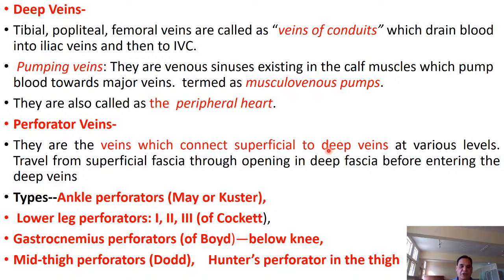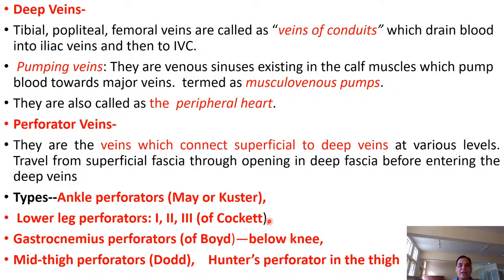So they are perforators. Perforators are many. For a practical examination, you must know the anatomical dispositions of the perforators. Most of them are constant in position, few are variable. Ankle perforators, the lowest one, are called May or Kuster. Lower leg perforators are perforators of Cockett, 1, 2 and 3. In the lower leg there are 3 perforators. Gastrocnemius, this is an important perforator. It is below the knee. And mid thigh, most important, the Dodd perforator. And Hunter perforators are high up in the thigh. So these are the perforators.